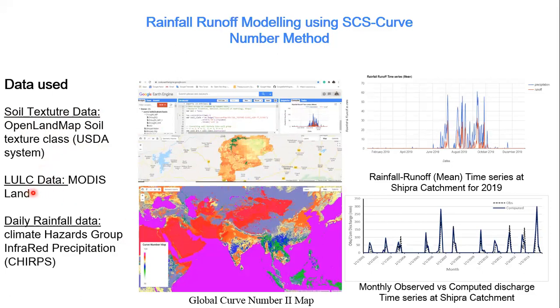But in the present case, I have used the MODIS land use land cover data, which is directly available on the Earth Engine platform. And for the rainfall data, I have used the CHIRPS data, which is the daily rainfall data from 1981 to 2021. And I've not only created the maps, but I've also created the graphs in the Earth Engine. That means you don't need to go elsewhere.